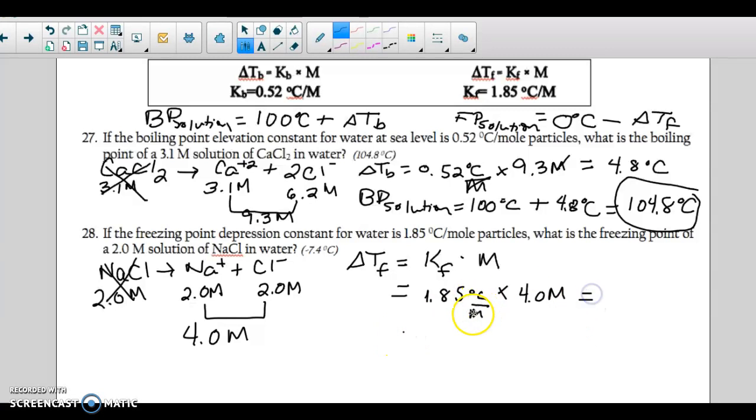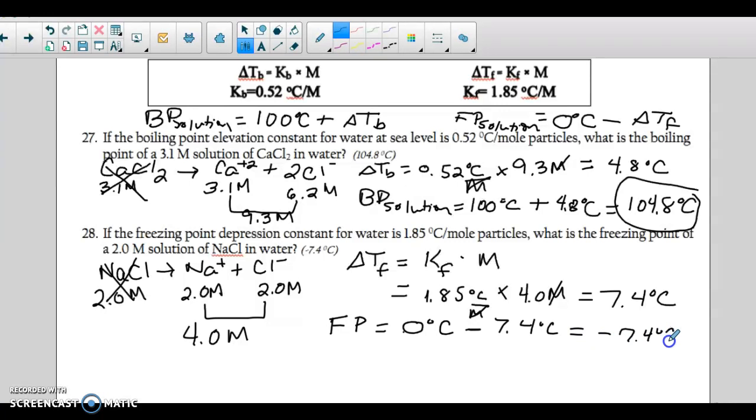So when I do this, my molarities cancel, and I end up with 7.4 degrees Celsius. So my new freezing point is going to be the old freezing point, 0, minus that 7.4. So it'll be negative 7.4 degrees Celsius. So the freezing point is lower than the normal, so I subtract. The boiling point is higher than the normal, so I add.